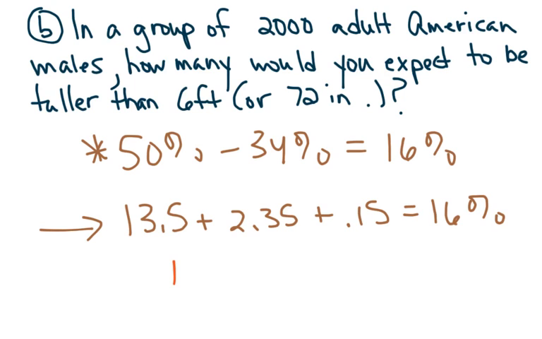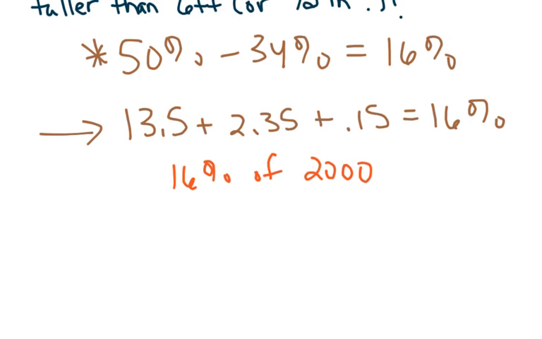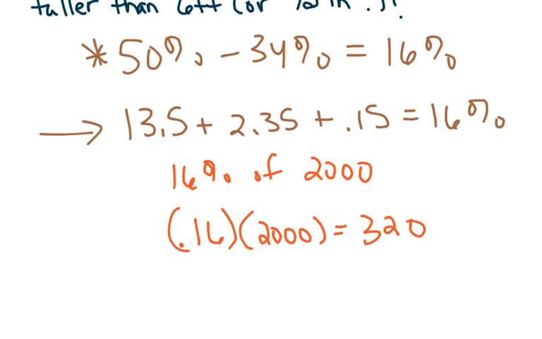So we're going to take 16% of 2,000. Remember, the word of in math means multiplication, and we have to change 16% to a decimal, so we do 0.16 times 2,000, which is 320. So we would expect 320 adult males to be over 6 feet tall.